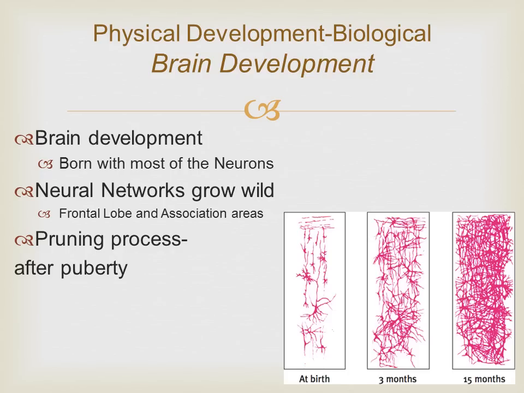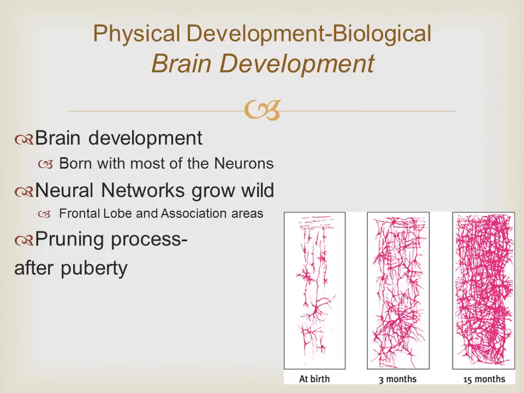So let's begin with the physical changes. What is happening with the brain? This covers the biological section of an infant and a child. Well, when a child is born, a child is born with most of the neurons that they are going to use in their life. After birth, usually they're creating neural networks and they grow wild. And you can see from about birth, they have a little bit of neural networks in that picture.